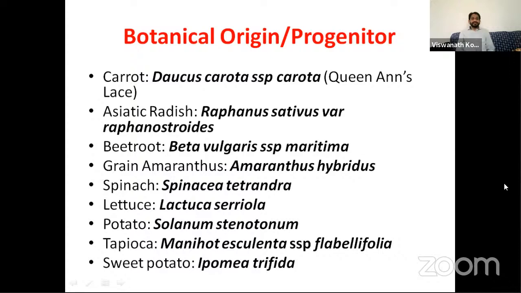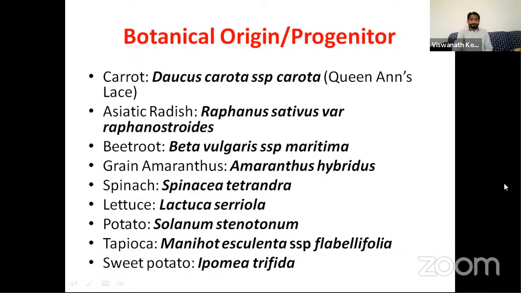Potato. Last time I told you some confusion was there about the ploidy of the potato and the sweet potato. Potato Solanum tuberosum is autopolyploid, it is autotetraploid. But another cultivated tetraploid potato, Solanum stoloniferum, was allotetraploid. Last time the confusion was there in the last lecture. So tapioca was originated from Manihot esculenta subspecies flabellifolia, and sweet potato was originated from Ipomoea trifida. Still, there is a lot of confusion about the origin of sweet potato, whether it has come directly from Ipomoea trifida or it might have come by a cross between Ipomoea trifida and some unknown species.